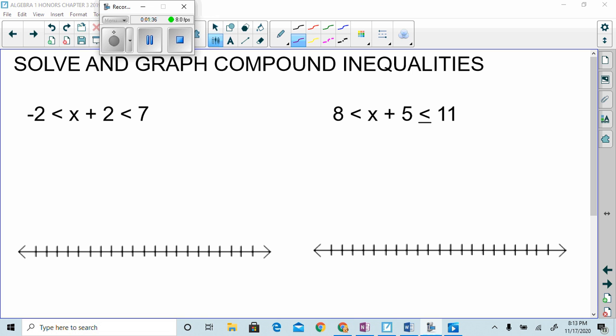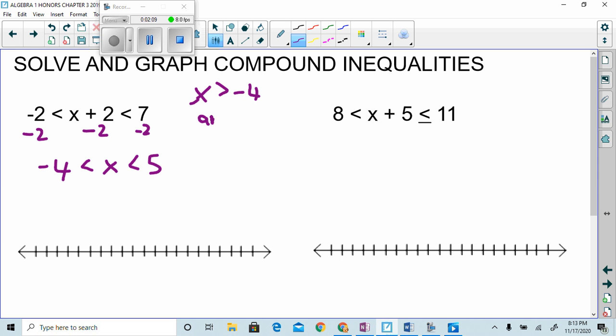In this, we notice that the x term has a 2 attached to it. So there are 3 parts: the -2, in the center the x plus 2, and on the right 7. So whatever I do in the center, I will do both on the left and the right. This tells me that x is greater than -4 and x is less than 5.